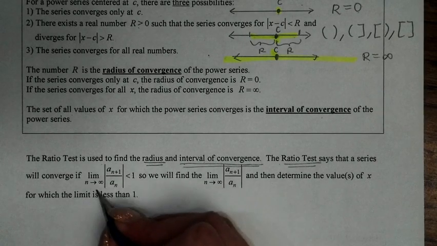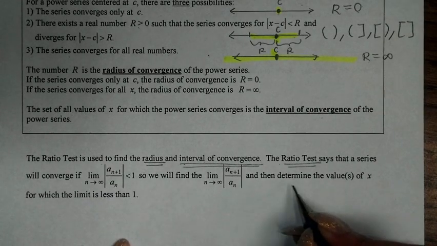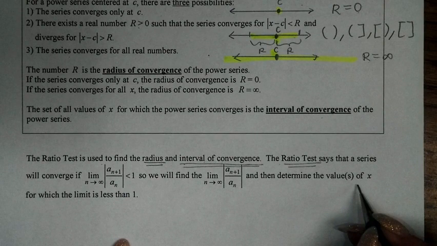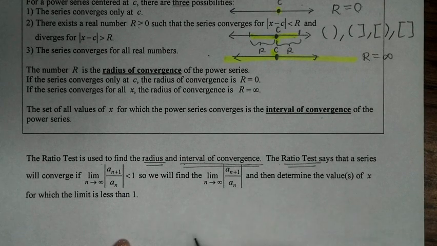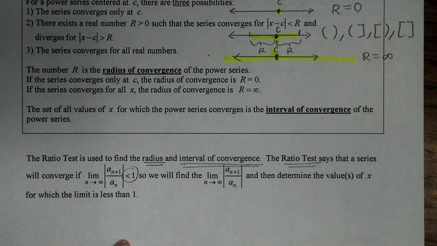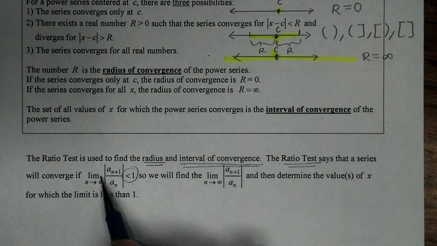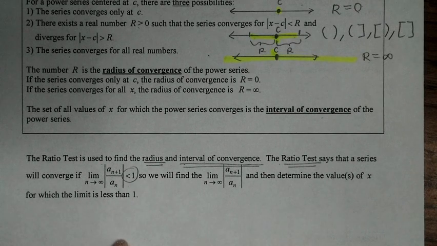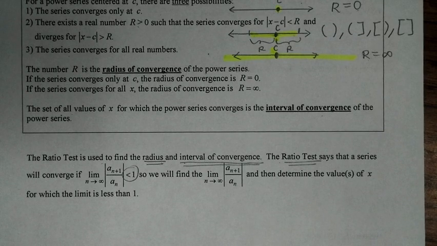So if you find that value, okay, and then determine the values of x for which the limit is less than 1. Why less than 1? Why are we using that magic less than 1? Because that is one of the conditions of the ratio test. Remember that the condition for converging of the ratio test is if you have that the limit of the ratio is less than 1, then the series converges. So that's what we are using here. Okay, so let's move on to some examples.